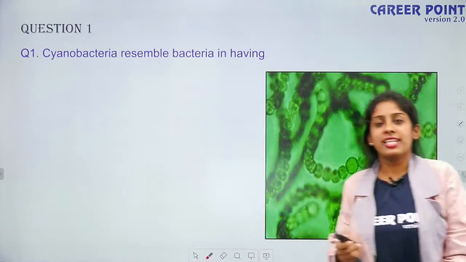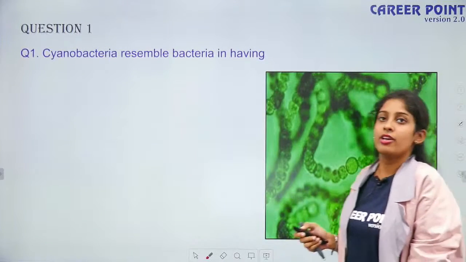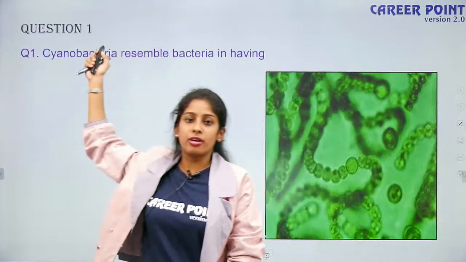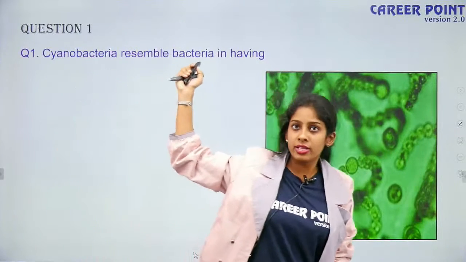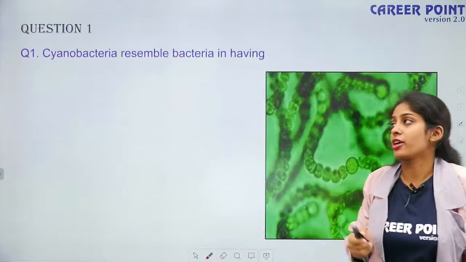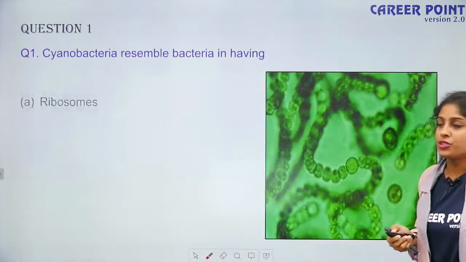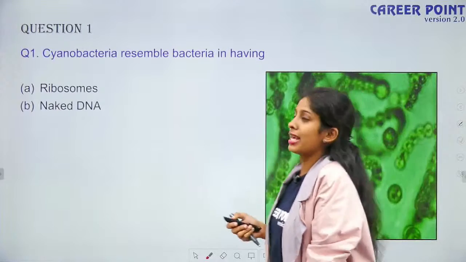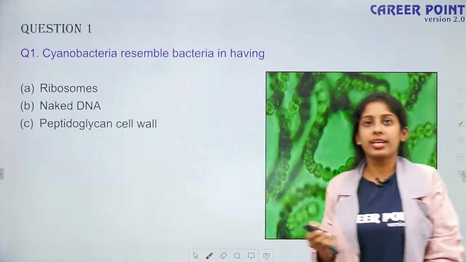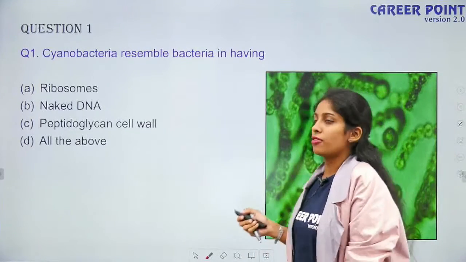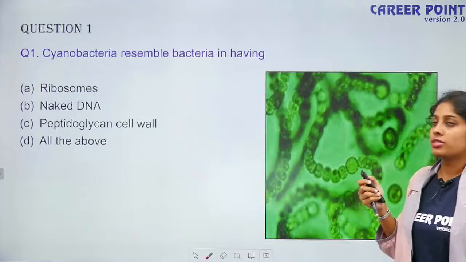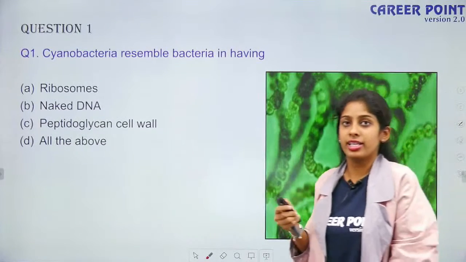Cyanobacteria resemble bacteria in having. So cyanobacteria was a type of member in your kingdom Monera. So Monerans are basically your prokaryotes, right? So how do they resemble bacteria? In what sense? Your options are A, ribosomes, B, naked DNA, C, peptidoglycan cell wall, and D is all of the above.